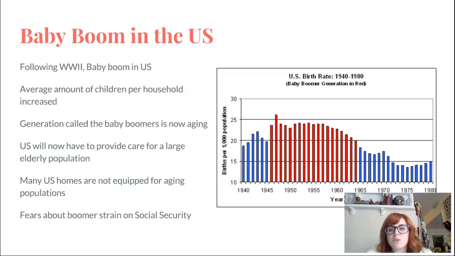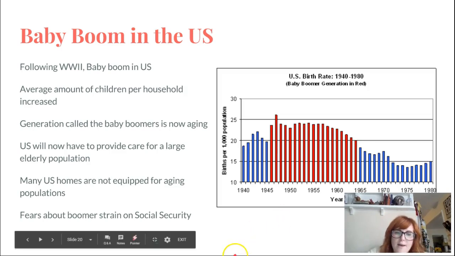So, after World War II, lots of men come home, and they're excited to see their wives, so lots of babies are made. So this red stuff right here are the babies that are being made, the boomer generation, as they're called. The average amount of children per household increased, and this is great, except now the baby boomers are aging, and eventually they're going to be part of that dependency ratio. And the United States kind of needs to figure out how to support that population without a strain on resources.